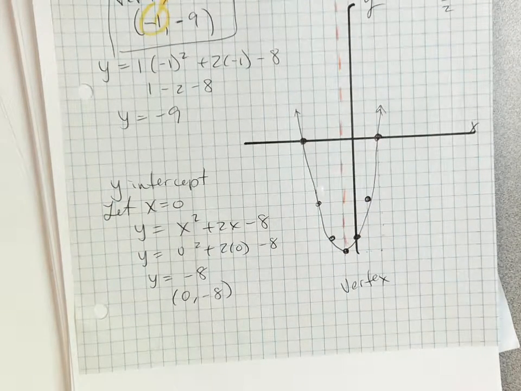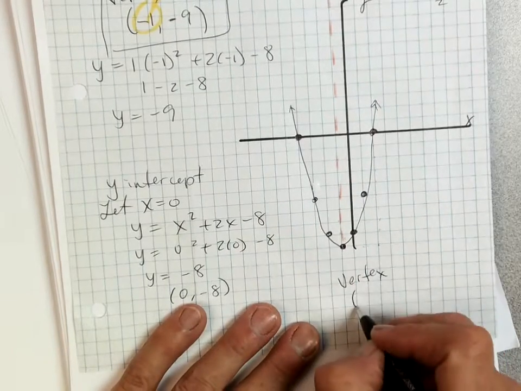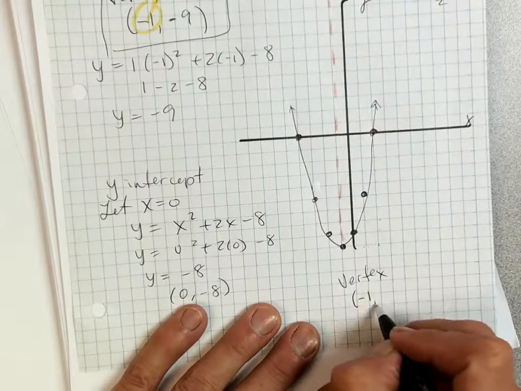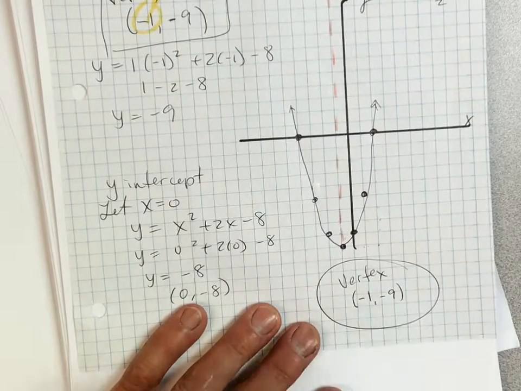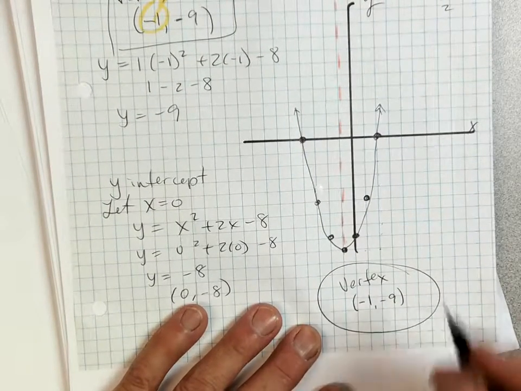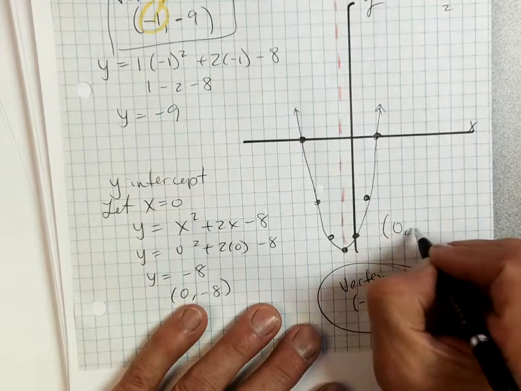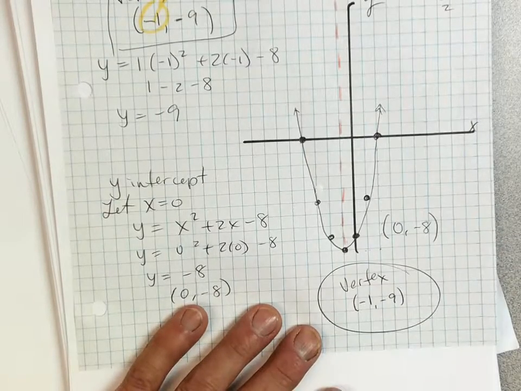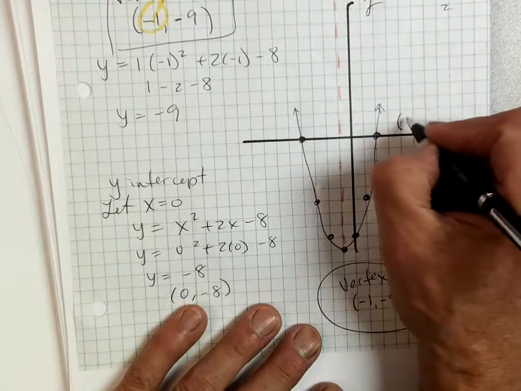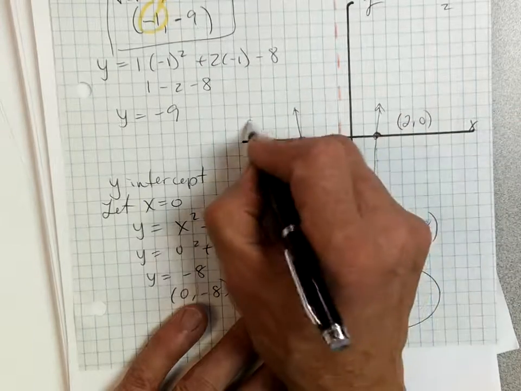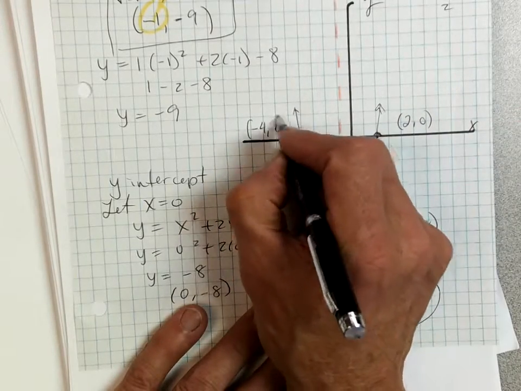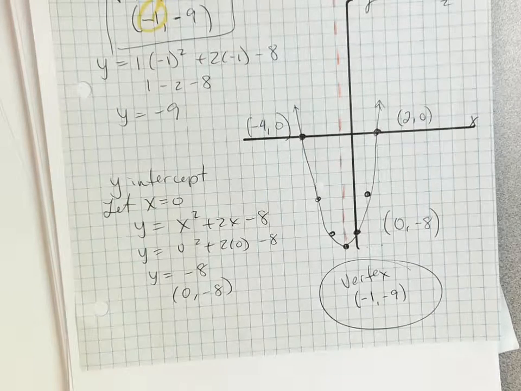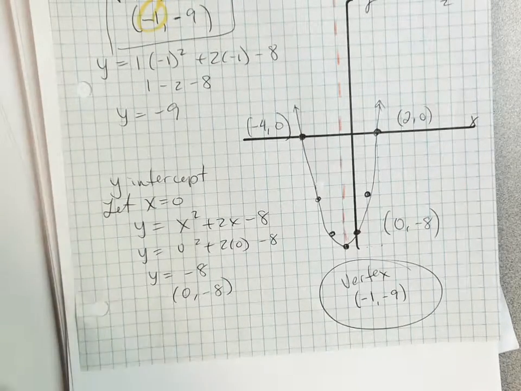Now, it is not pointy. It's a parabola, so it has to have curvature to it. Okay, so I drew it in. Now, real quick, I know the vertex is at negative 1, negative 9. I know my y-intercept is at 0, negative 8. And I have x-intercepts at 2, 0 and negative 4, 0. And there we go. We just graphed our first parabola.